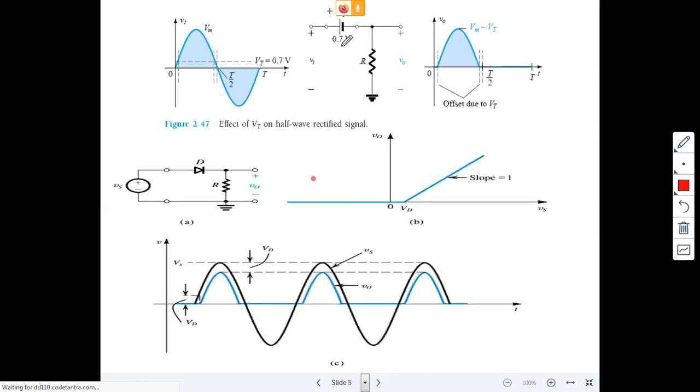And now consider the practical diode. A practical diode has a cut-in voltage of 0.7 volts. Up to the cut-in voltage, that means greater than 0 to less than 0.7 volt, the diode is still in off condition, output is equal to 0. Now this is the waveform for the practical diode circuit, right? Already we discussed in the last class.